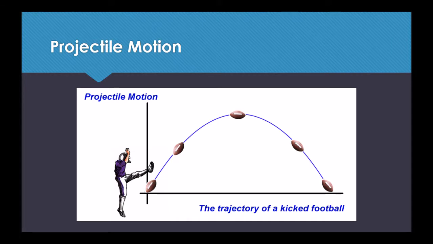Projectile motion is a form of motion in which an object is thrown near the Earth's surface. It moves along a curved path under the action of gravity only. Gravity acts downward to cause a downward acceleration on the object. As you can see in this picture, as the football is kicked into the air, it forms a parabola shape.